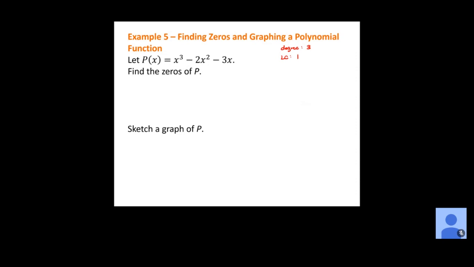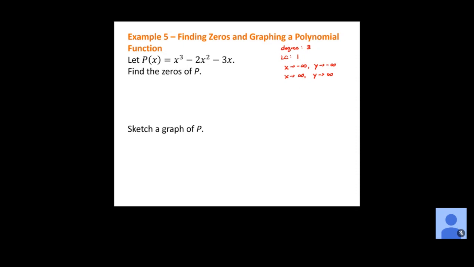So if we have a degree of 3 and a leading coefficient of 1, that looks very familiar, right? That's the exact same thing we had on the last one. So our end behavior should be as x approaches negative infinity, y approaches negative infinity, and as x approaches positive infinity, y approaches positive infinity. Okay, so same end behavior as the last example, right? Because that leading term is exactly the same. It's x cubed again.